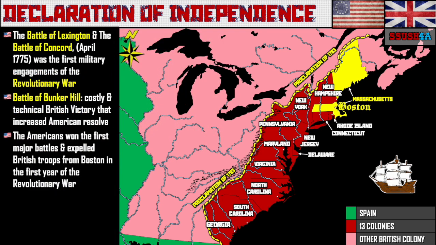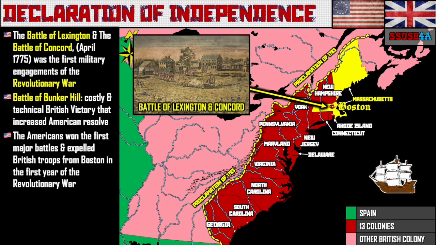While Britain occupied Boston, the colonists began to store weapons and create militias. Whenever the British Army left Boston to look for these militias, the Battle of Lexington and Concord commenced on the outskirts of Boston. These were the first military engagements in the Revolutionary War. They were both American victories.